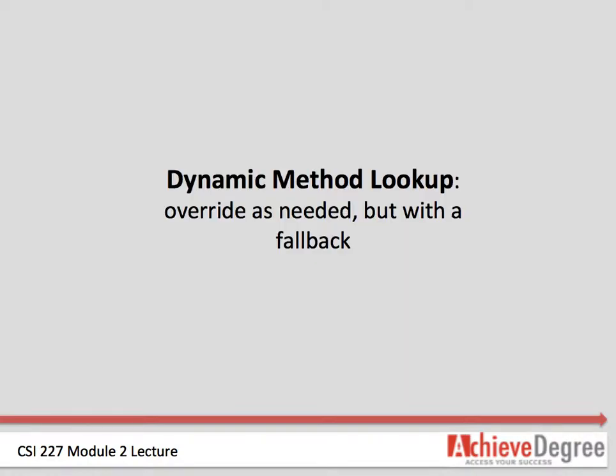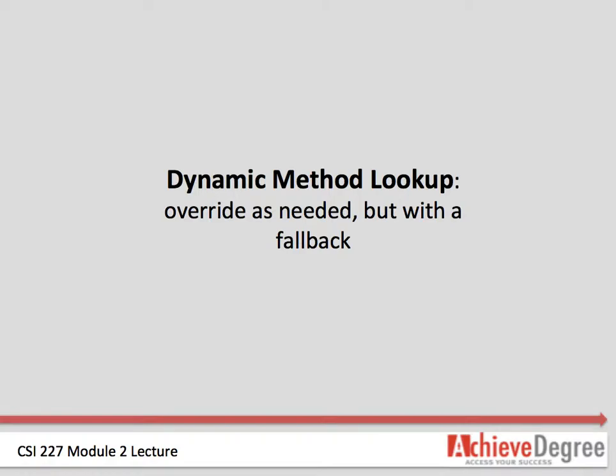Dynamic method lookup allows programmers to override methods as needed, but to also have a fallback if the superclass method is adequate. If a method is called from an object and there is no method of that name within that class, then the superclass will be searched for the method. Once the method is found, that is the one that will be used. So the lower on the inheritance hierarchy the method is, the more likely it will be the one chosen.